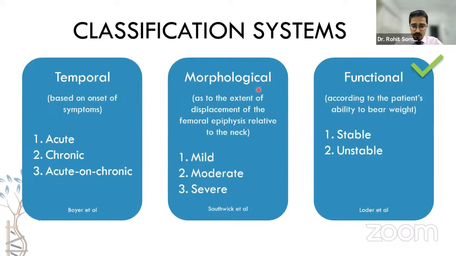Then the morphological classification, based on the extent of displacement of the femoral epiphysis relative to the neck, calculated using Southwick's angle. We have mild, which is less than 30 degrees, moderate, 30 to 60 degrees, and severe, more than 60 degrees. Lastly, we have the functional classification, which is given according to the patient's ability to bear weight.